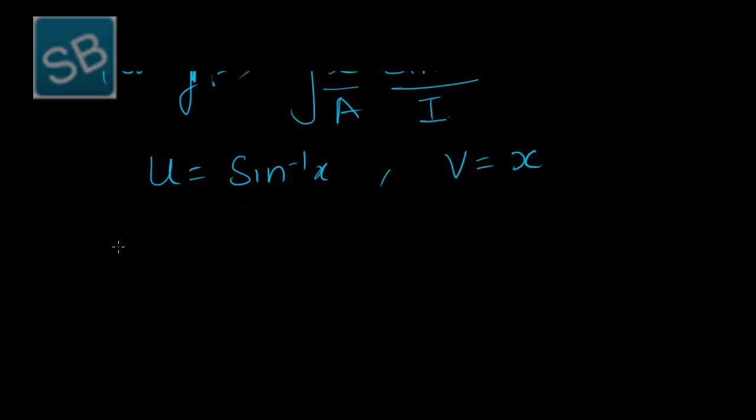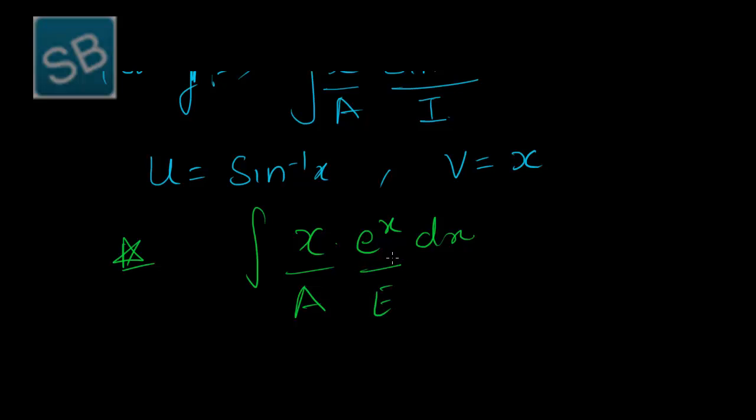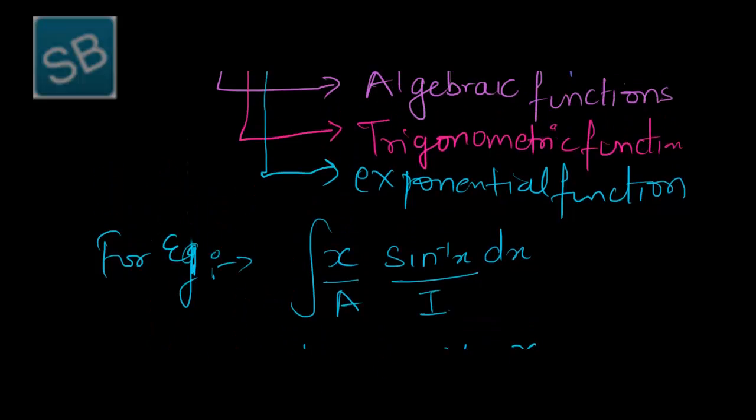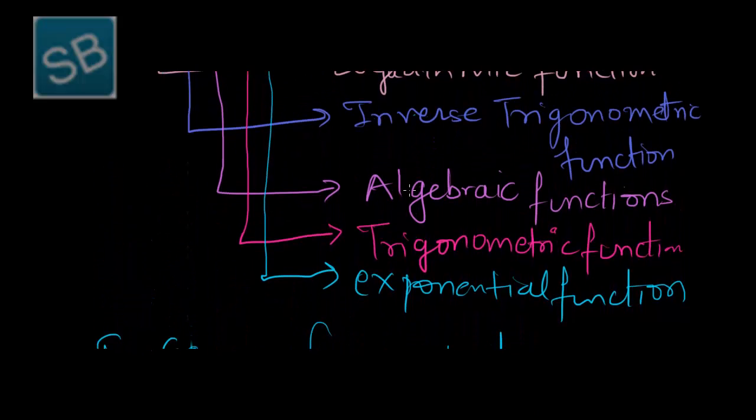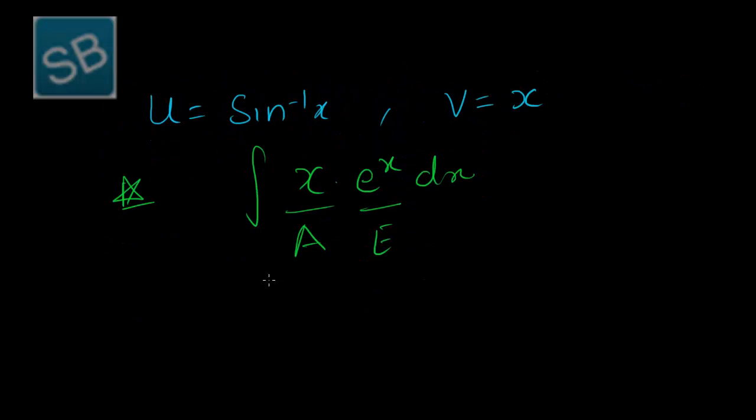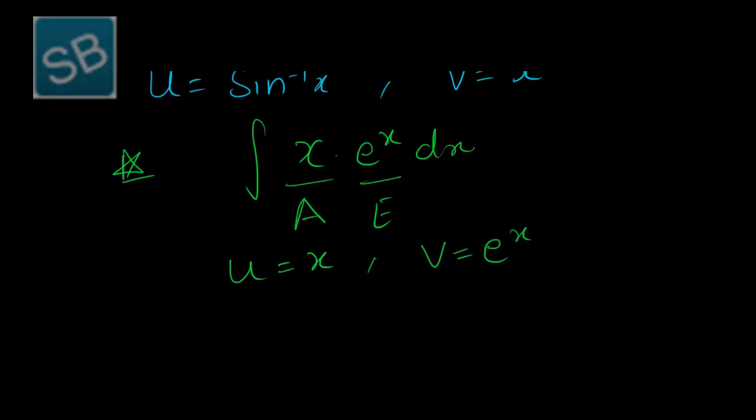Now, another example is, if we have to integrate x into e raised to power x dx. If we see here, this is the algebraic function, this is the exponential function. By the LIATE rule, this comes first, so this is the first function and this is the second function. So it is clear that u is equal to x and v is equal to e raised to power x. By using the product rule, we can find the integration of this function.